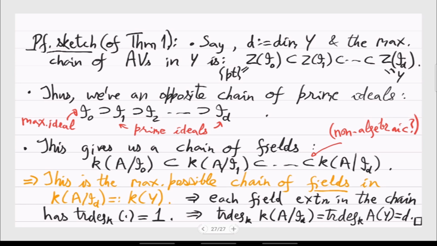The algebraic one would be in terms of the coordinate ring of that affine variety. You can look at the field of fractions of the coordinate ring. What is the transcendence degree of that over the base field K? We showed in theorem 1 that it's equal to the dimension definition. Any questions till now?